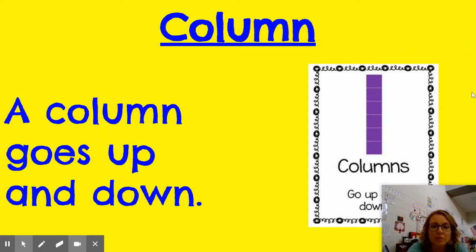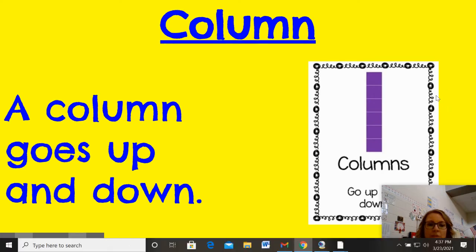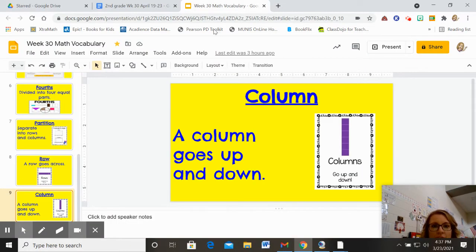I always like to give my boys and girls an example around the school of those big white columns near the lunchroom and the playgrounds. If you've been at CCPS, you know these columns and you've seen them, and they go from the floor to the ceiling, up and down. So columns. Okay, boys and girls, so that is our vocabulary words for the week. We're going to review those every day this week.